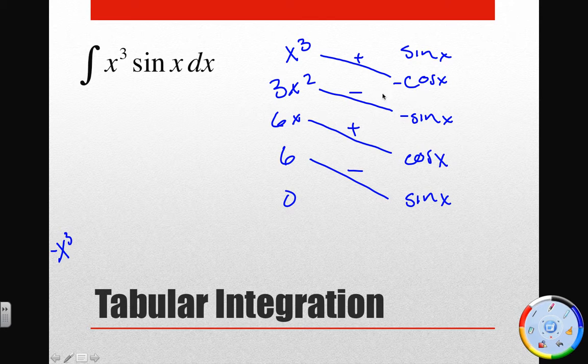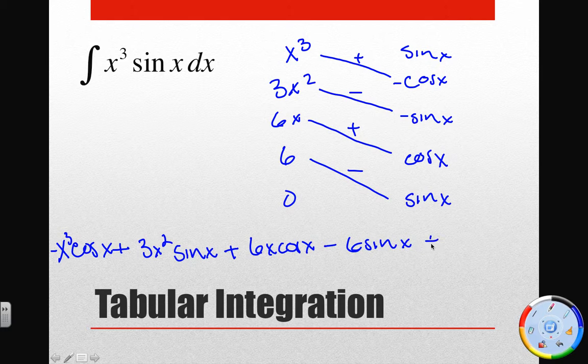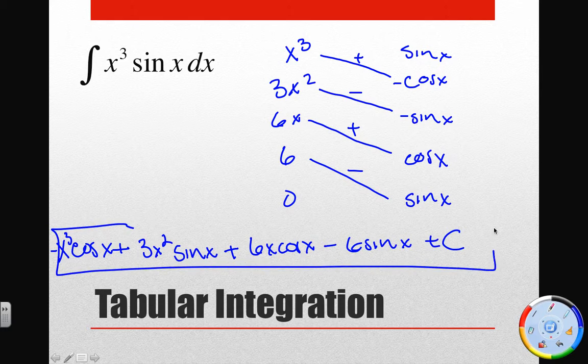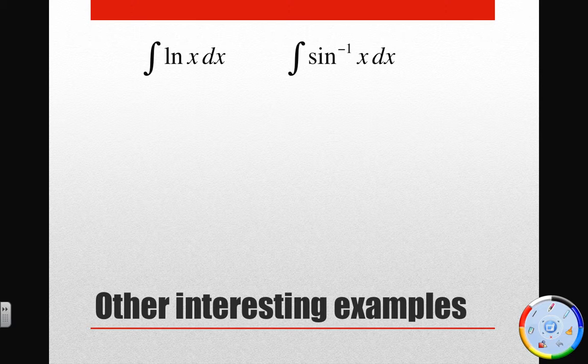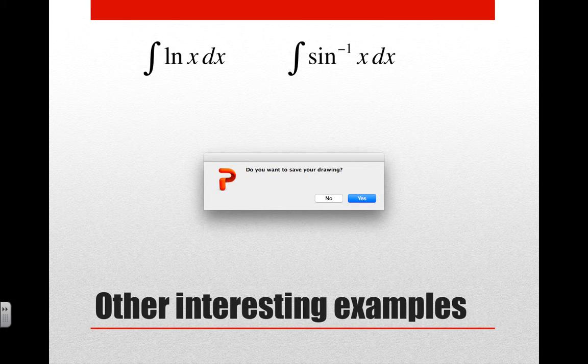The answer here would be long, but not terribly hard. Negative, because it's a minus cosine, so negative x cubed cosine x. Minus minus makes plus, so 3x squared sine x. Positive positive makes plus 6x cosine x, and a minus 6 sine x plus c. Long, but so fast. All right. I'm going to take these ones for a later date, and I'm going to leave you guys with those ones for now.